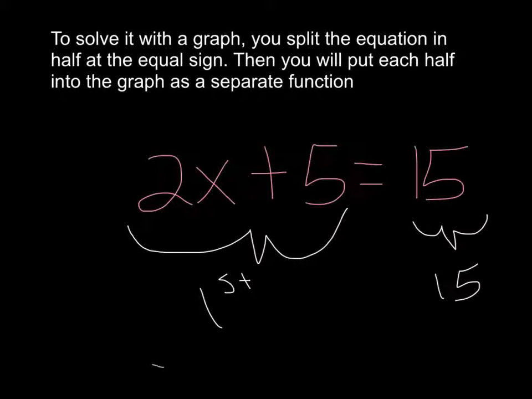In order to solve with a graph, you split the equation in half at the equal sign. Then you will put each half into the graph as a separate function. So for the equation listed below, 2x plus 5 is our first half, and 15 is our second half.